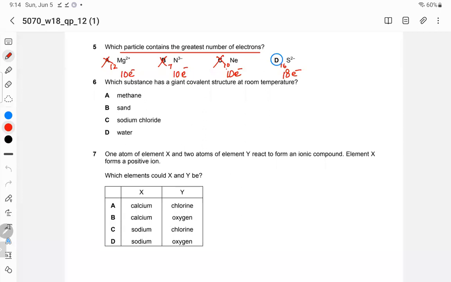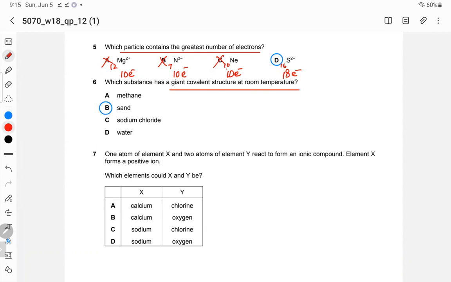Okay. So which substance has a giant covalent structure at room temperature? Who can tell me the correct answer? It's very easy. Sand. Yes, it's B, sand. Very good. Now question number 7.